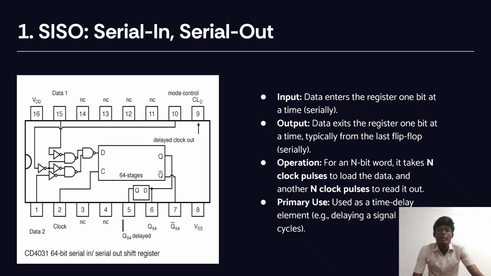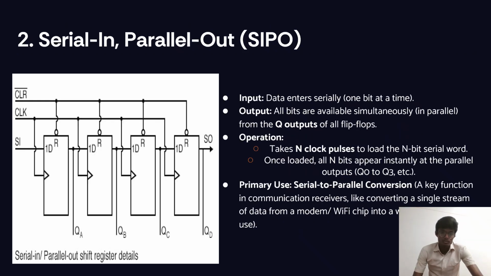Operation: for an n-bit word, it takes n clock pulses to load the data and another n clock pulses to read it out. The primary use is as time delay elements, delaying a signal by a number of clock cycles. This is the representation of the logical design of a serial in, serial out shift register. Second one, serial in, parallel out.